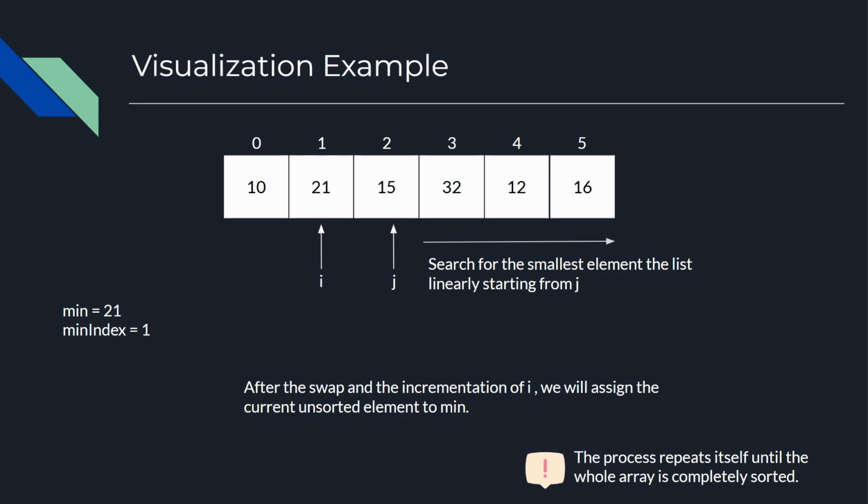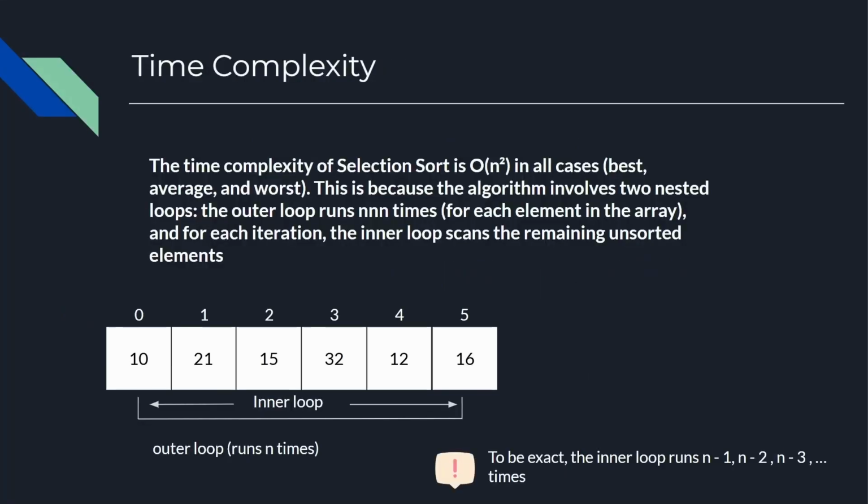And this process will repeat itself until the whole array is completely sorted. On the surface, selection sort may seem such an easy and simple algorithm to implement. However, selection sort isn't the most efficient. Among the sorting algorithms, it has a time complexity of O of n squared.